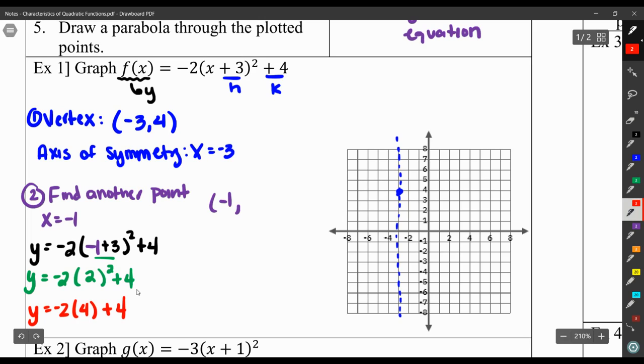And now I can multiply. So -2 times 4 makes -8. And -8 plus 4 makes a -4. So the other coordinate that we're plotting is (-1, -4). So (-1, -4) is here.